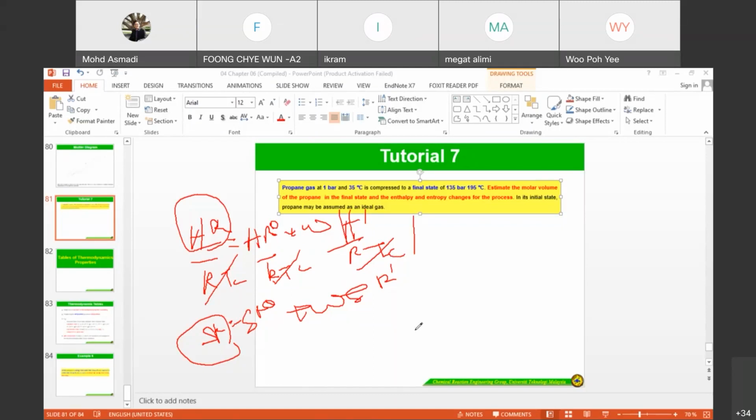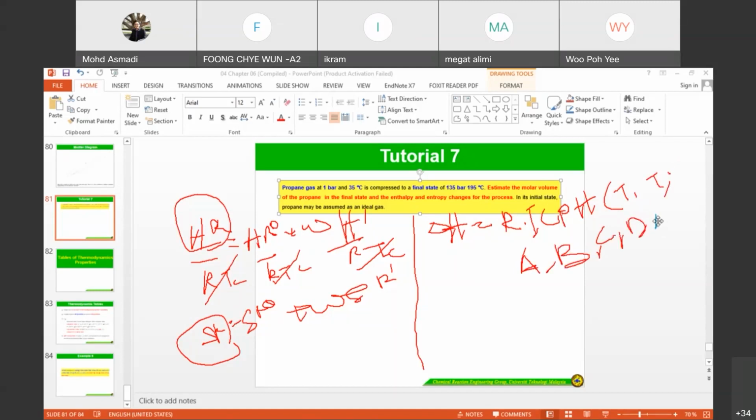Once you have determined these, what you have to do is delta H equals R times ICPH from T1 to T2 with A, B, C, D, plus HR. So you can get delta H.